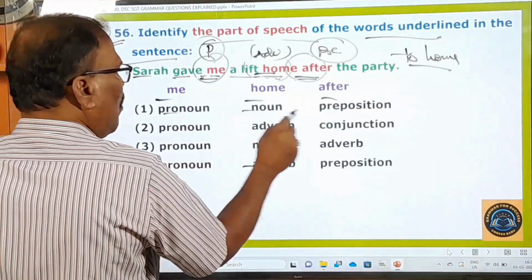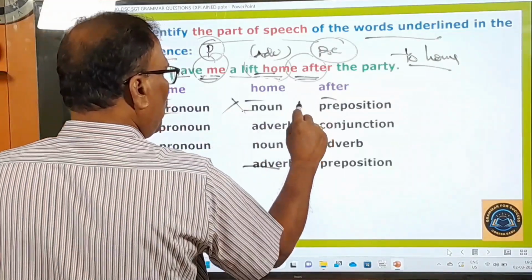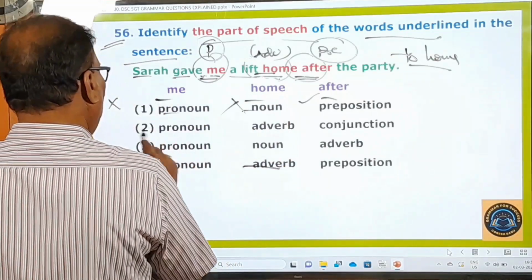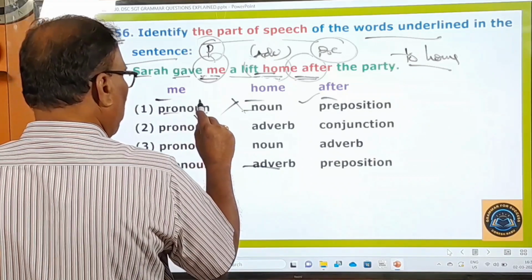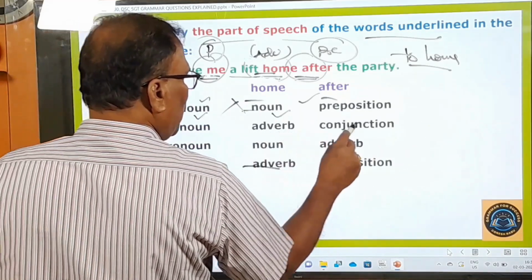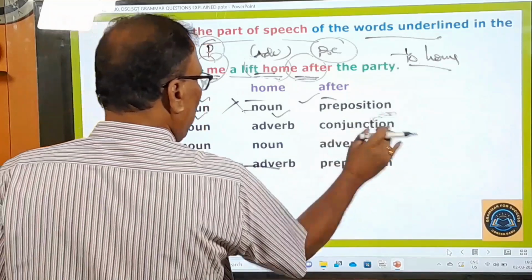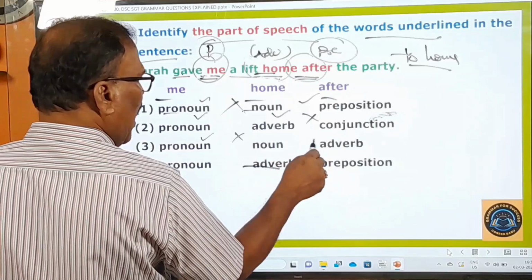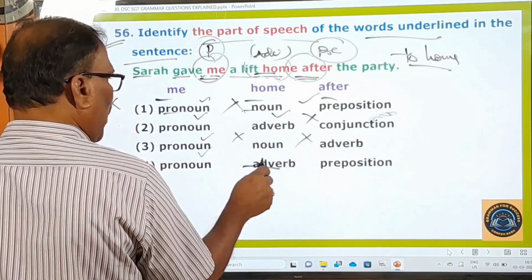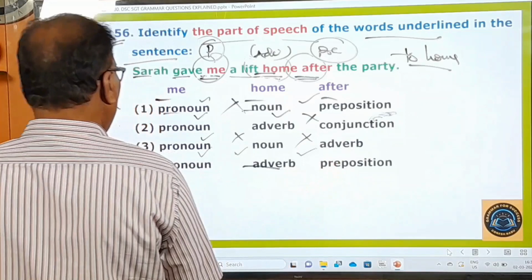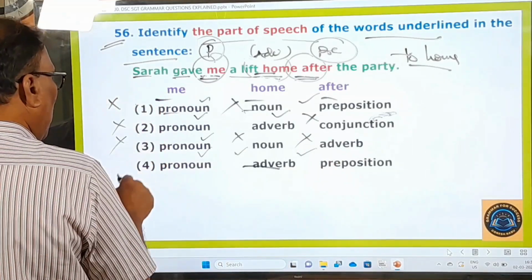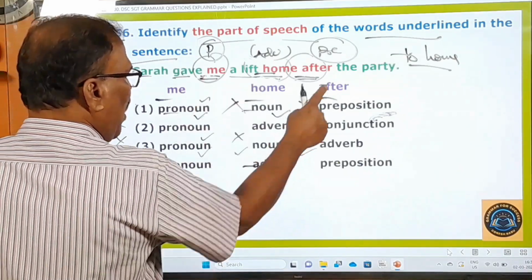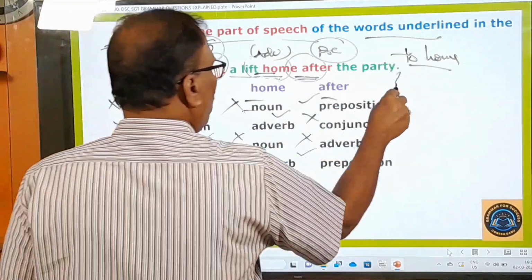So here, pronoun, noun, not preposition. Okay, this is correct, this is wrong, and therefore this is wrong. Pronoun, okay, this is right. Adverb, okay, conjunction, it's not a conjunction, right? Pronoun okay, noun not okay, adverb not okay. And pronoun okay, adverb okay, preposition okay. So the first one, second one, third one are wrong, and only the fourth one is the right one. This me is a pronoun, home is an adverb, after is a preposition. So your answer is going to be the fourth one.